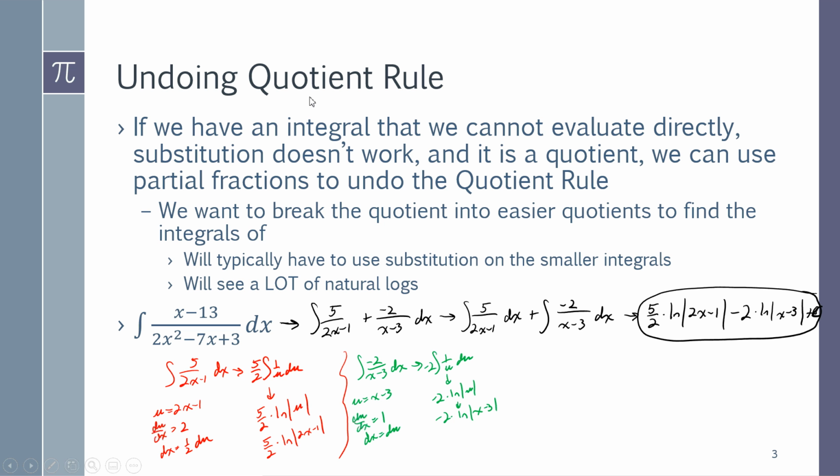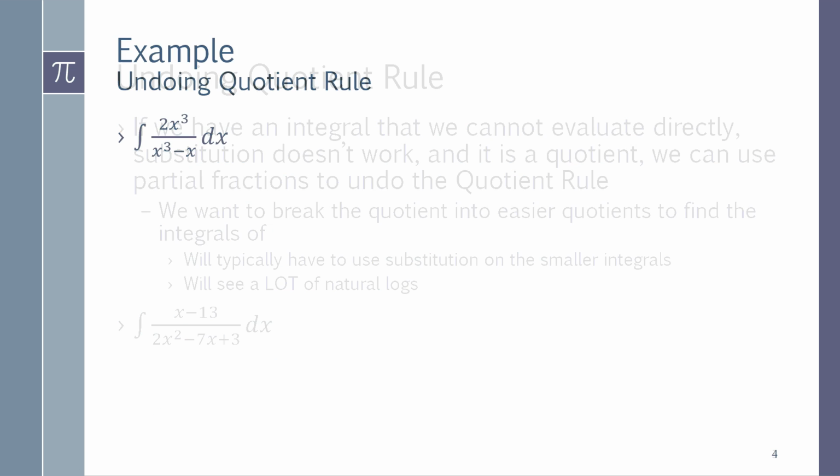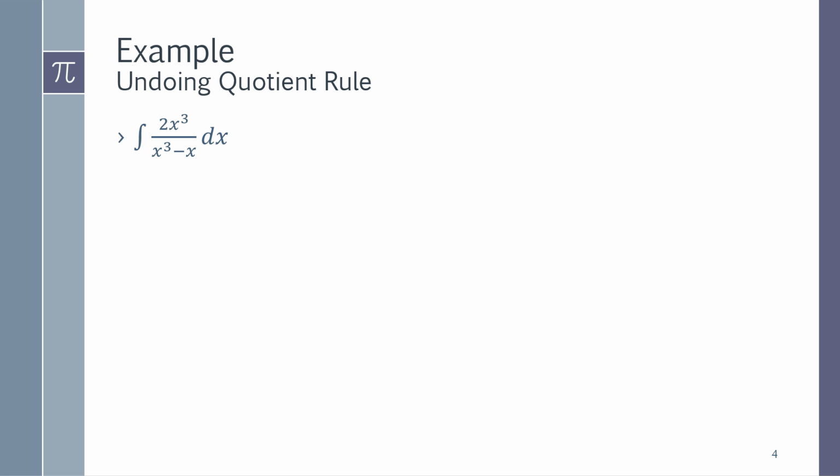So to get one more example of this in, if I have the integral of 2x cubed over x cubed minus x, I do not know the antiderivative. I do not know anything that has this as its derivative, so I don't know the antiderivative directly. If I say u is equal to x cubed minus x, that means I'm going to have a 3x squared minus 1, which is not going to cancel out. So substitution's not looking good. It's not a product, so I'm thinking quotient rule.